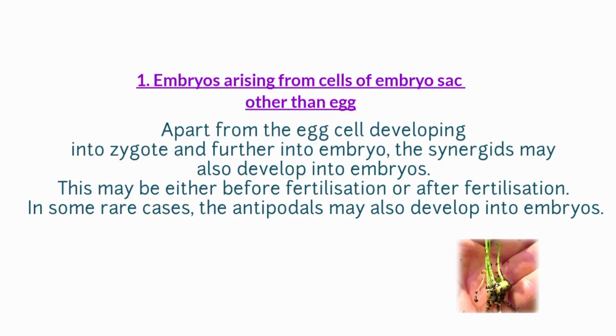Embryos also develop other than from the egg. Embryos arising from cells of embryo sac other than egg. Apart from the egg cell developing into zygote and further into embryo, the synergids may also develop into embryos. This may be either before fertilization or after fertilization. In some rare cases, the antipodals may also develop into embryos.